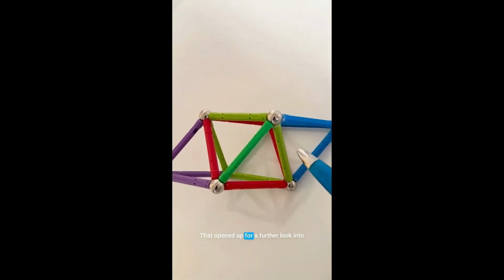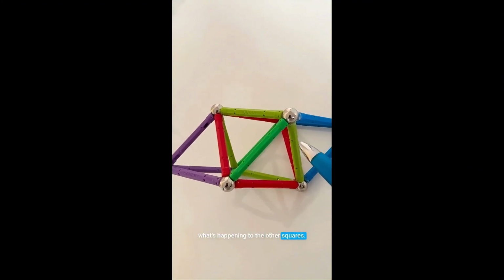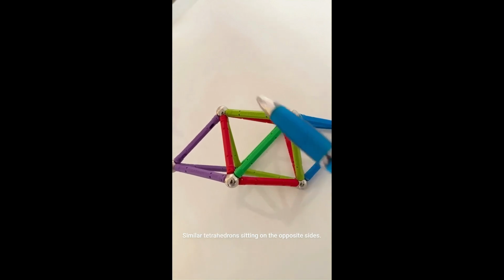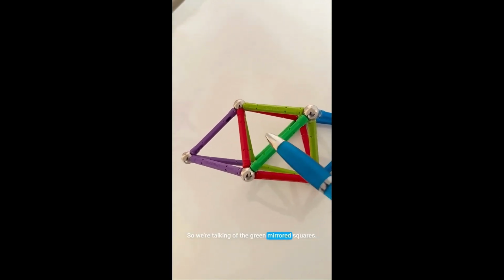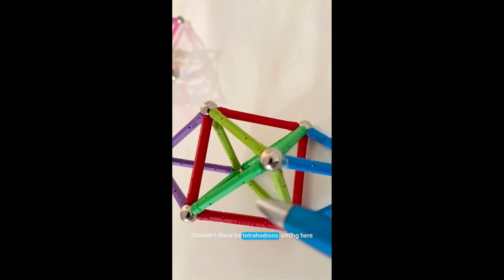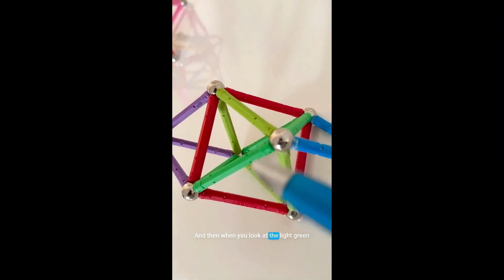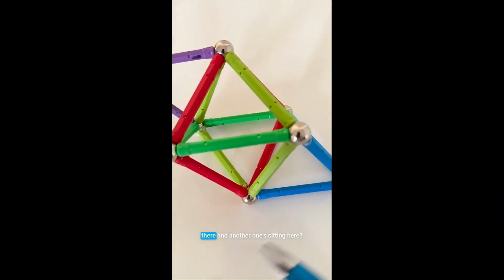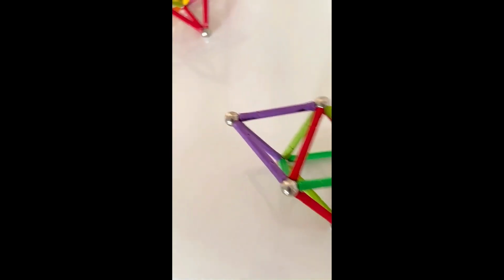That opened up for a further look into what's happening to the other squares. Should we not have similar tetrahedrons sitting on the opposite sides? So we're talking of the green mirrored squares. What about the red mirrored squares? Shouldn't there be a tetrahedron sitting here and another one sitting at the other end? And then when you look at the light green squares, shouldn't there be a tetrahedron sitting there and another one sitting here? And the answer is there is. Let me move on to that.